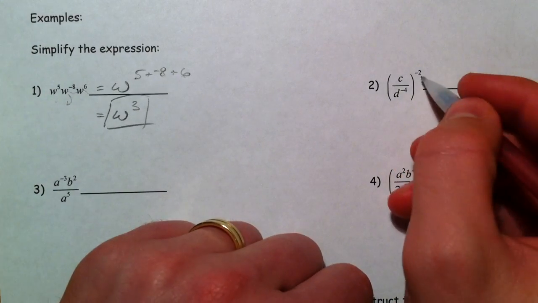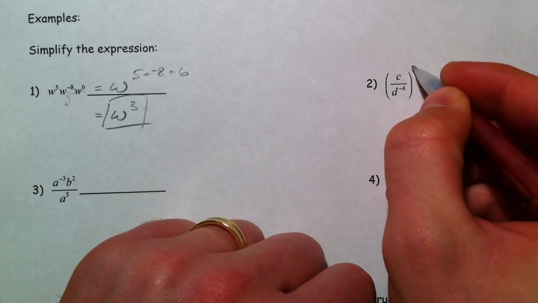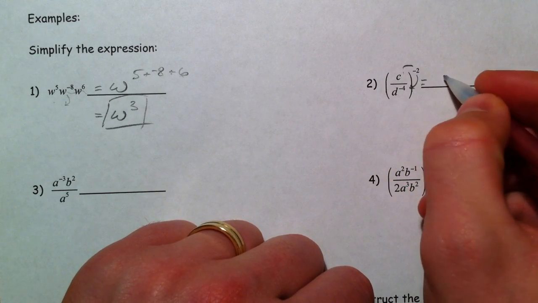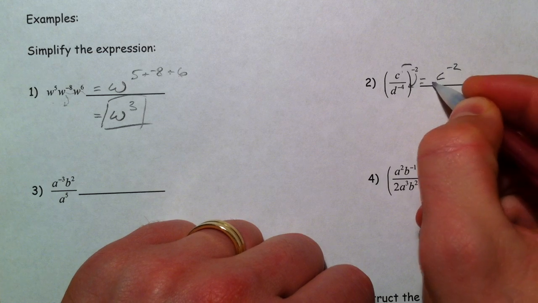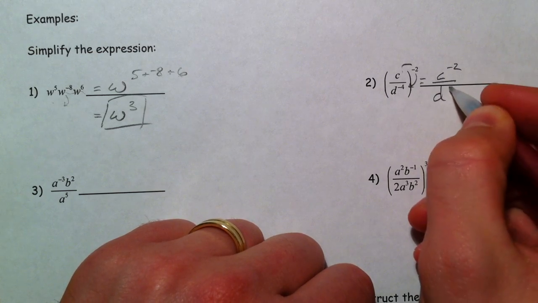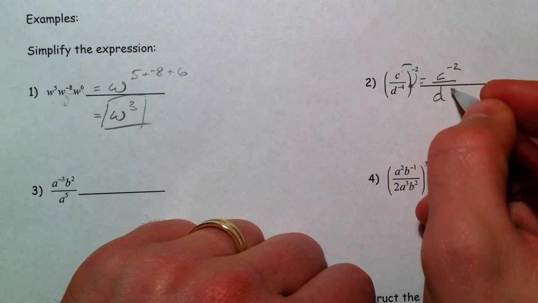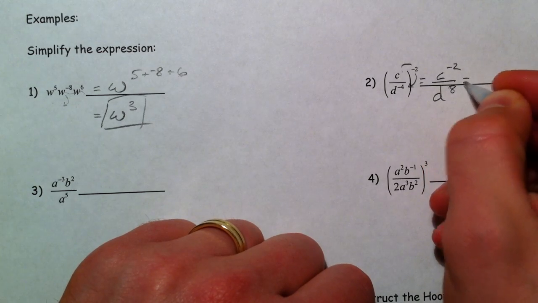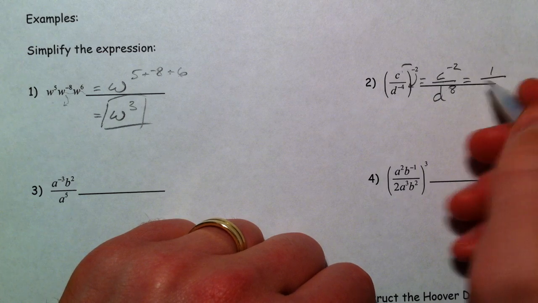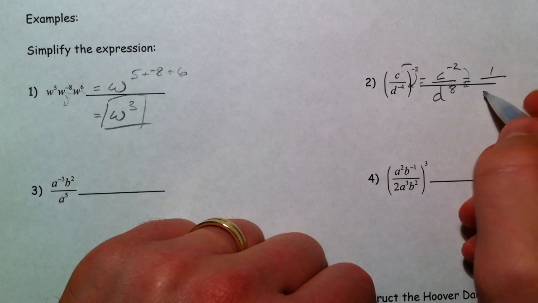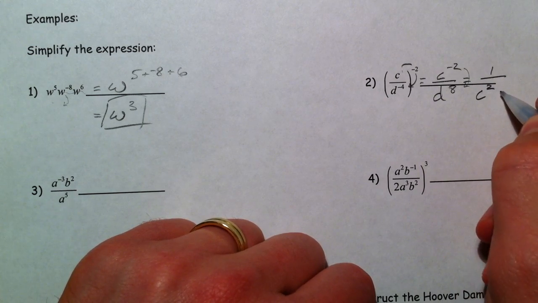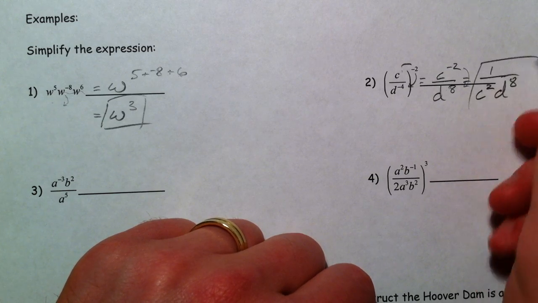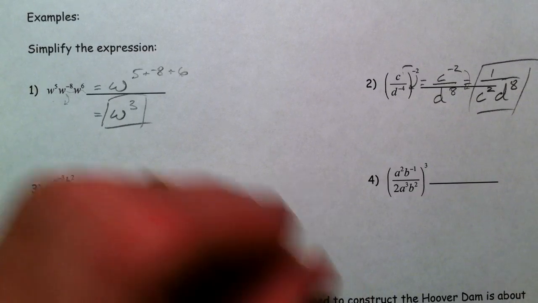So distribute this negative 2 to both, and what we do is we multiply the powers. So you have c to the negative second and d to the positive 8, because negative 4 times negative 2 is positive 8. And so now I'm going to bring the c to the bottom, and write c squared, and d to the 8th. And you could write the c first, you could write the d first, it doesn't matter.